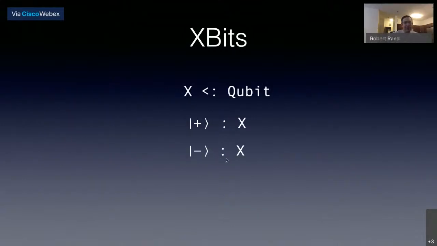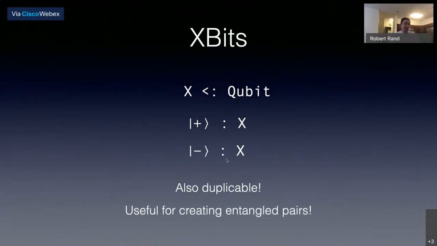So we have these qubits, we have bits, but there's another thing that I would like to have, and I'm calling these X bits. So what is an X bit? The reason I'm calling them X might become obvious already. An X bit would be another subtype of qubit, containing the plus and the minus states. And these, of course, are also very frequently used, and they're also duplicable, and they're useful, right? We use them in creating entangled pairs.